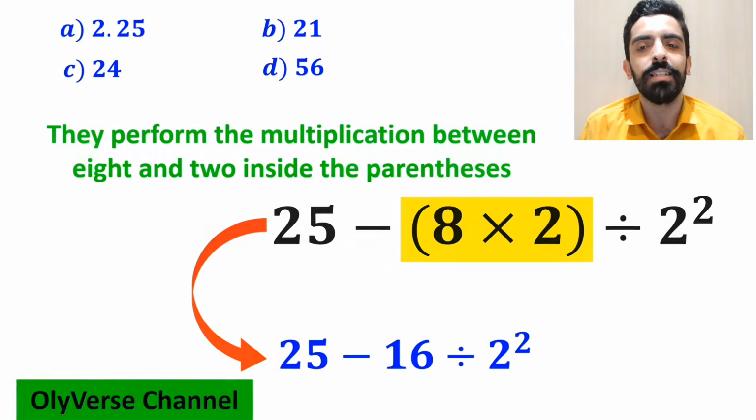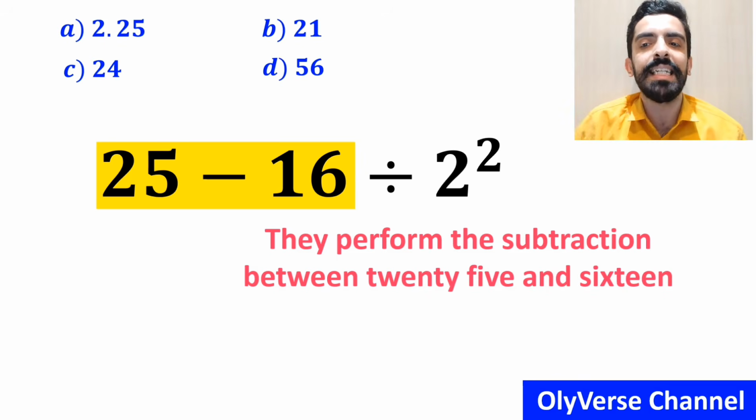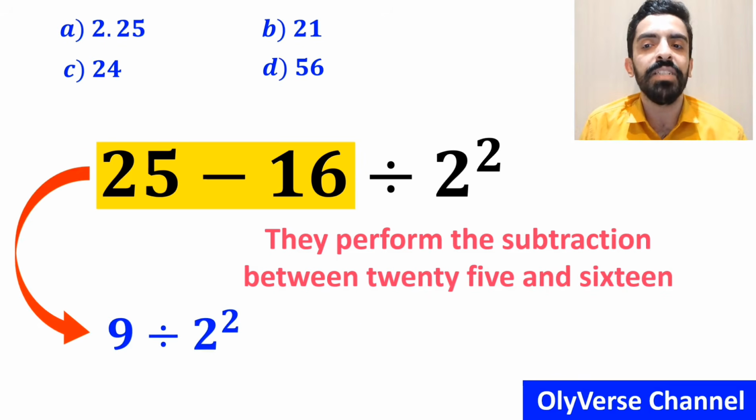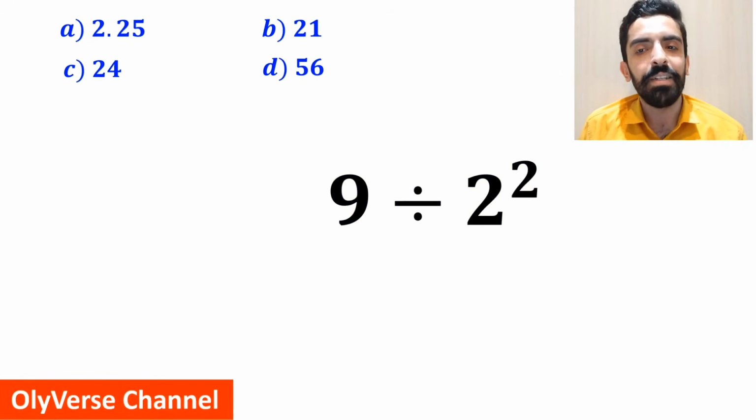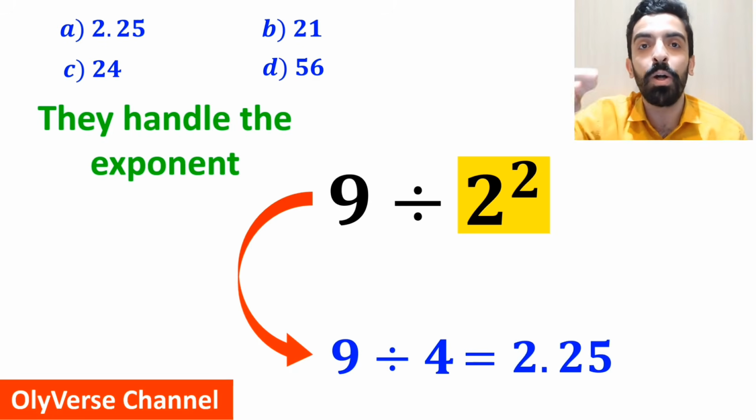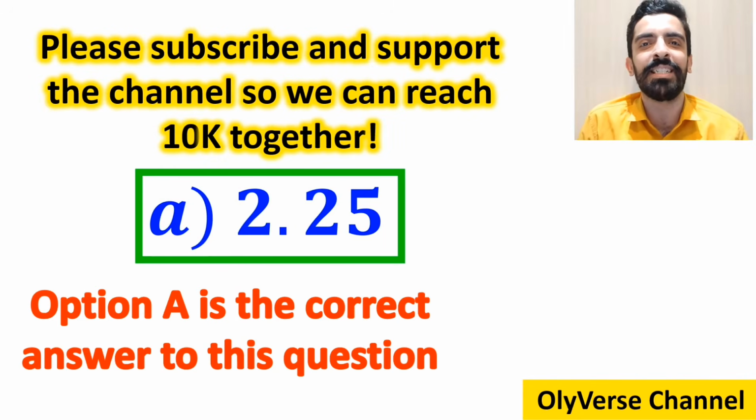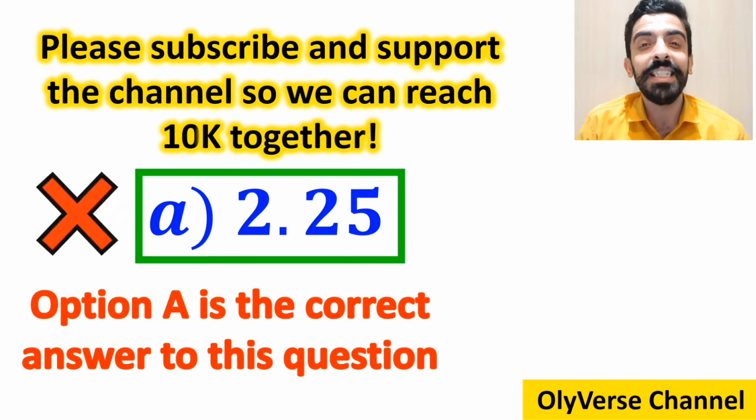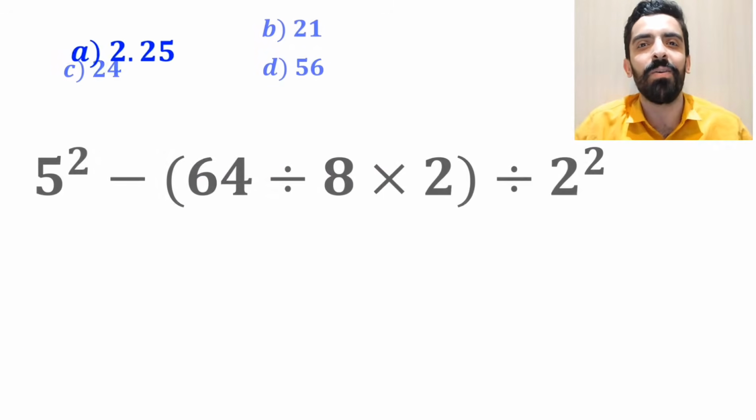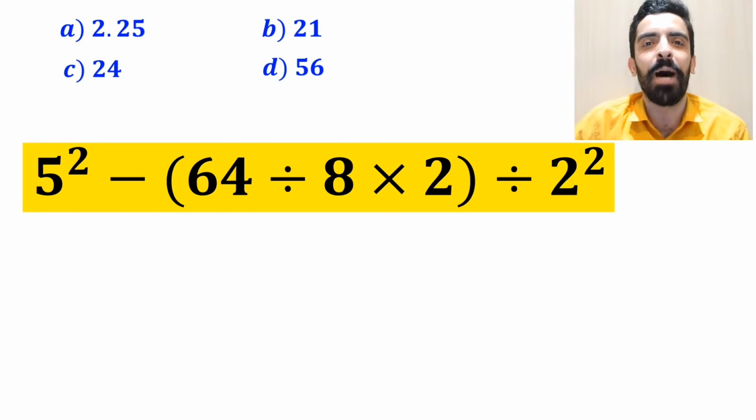Then, they perform the multiplication between 8 and 2 inside the parentheses and write this expression as 25 minus 16 divided by 2 squared. Next, they perform the subtraction between 25 and 16 and simplify this expression to 9 divided by 2 squared. And the final step, they handle the exponent and write this expression as 9 divided by 4, which ultimately gives them the answer 2.25. And immediately, they conclude that option A is the correct answer to this question. However, this answer is absolutely wrong. Alright, now let me walk you through step by step how to solve this expression properly.